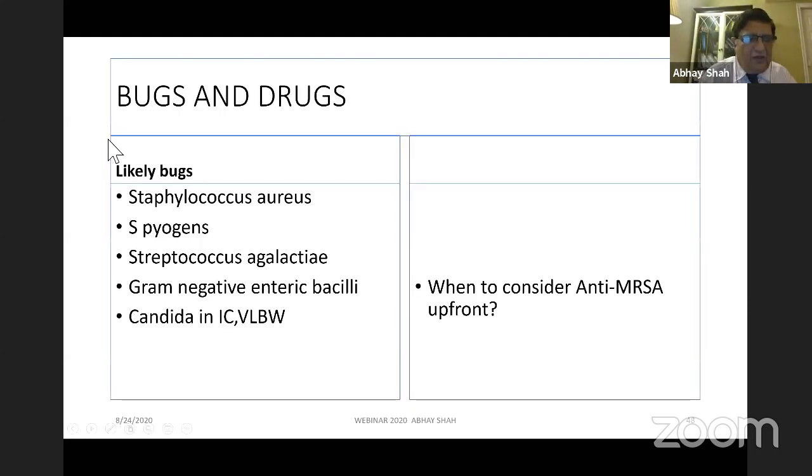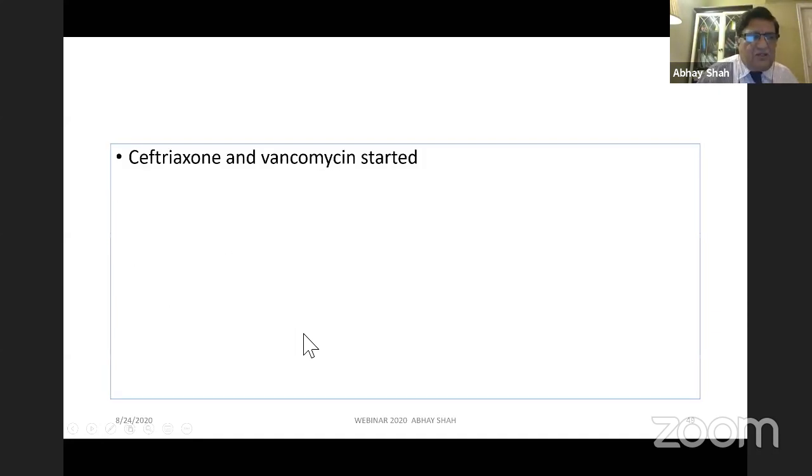So the likely bug, sir, it is a fast progressing disease because in just 2 days it has involved the knee, and vancomycin should be added upfront. So we have started ceftriaxone and vancomycin. These are the bugs that were already discussed: Staphylococcus, Streptococcus pyogenes, and gram-negative because the newborn is there. If it is a low birth weight immunocompromised child, then we think of Candida. In this case, it is not applicable. And so we started separately.